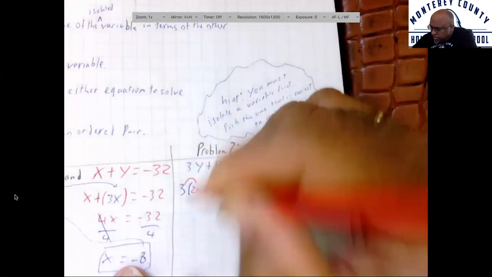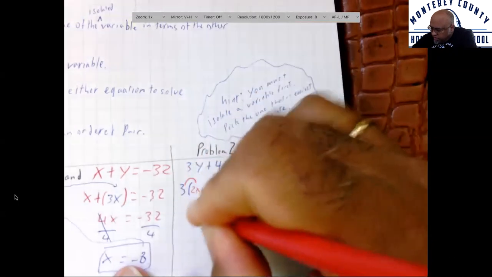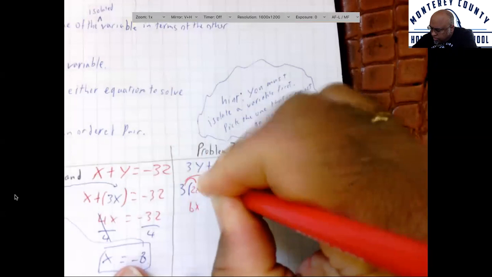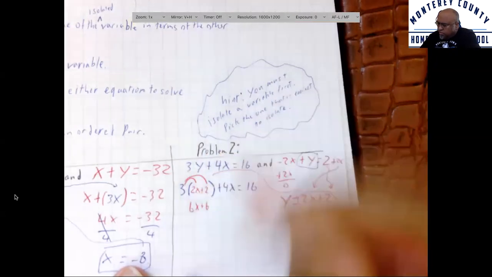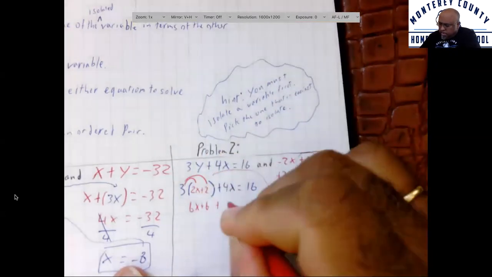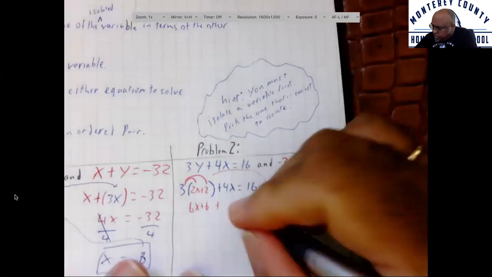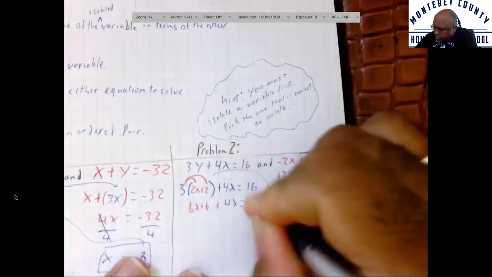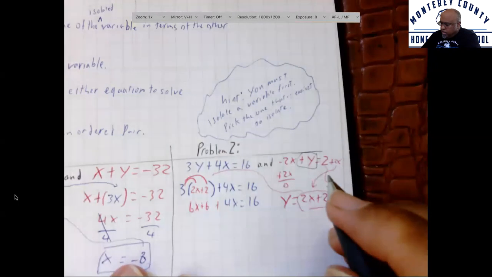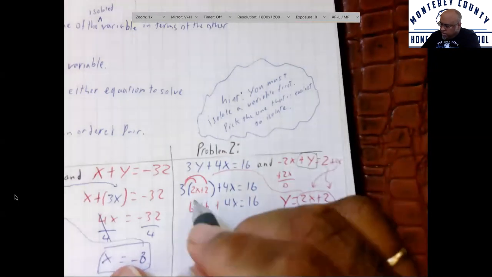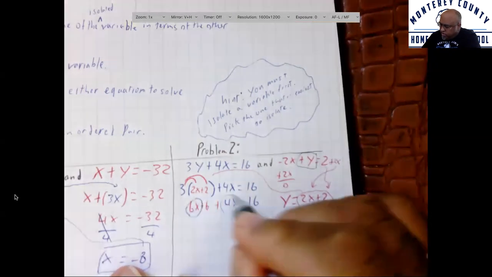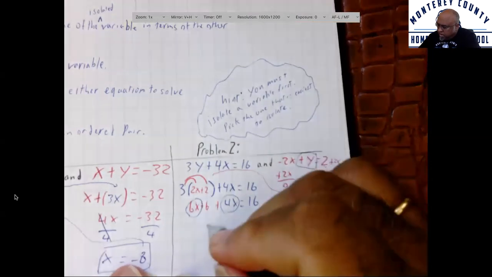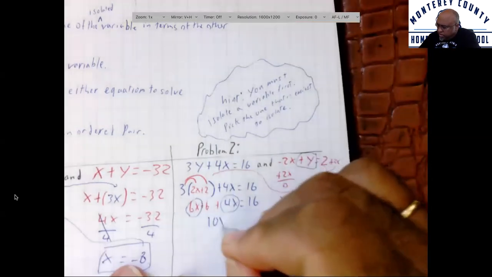3 times 2x is 6x. 3 times 2 is 6. So I have 6x plus 6 plus, and I'll just change colors at this point, 4x equals 16. Now I want to combine my like terms. I have 6x and 4x would be, yep, Isai, that's right, 10x.